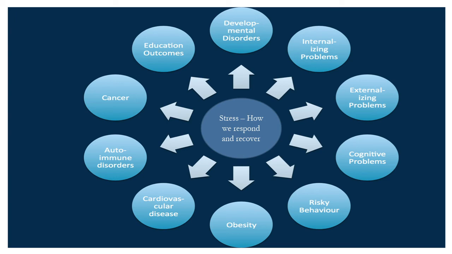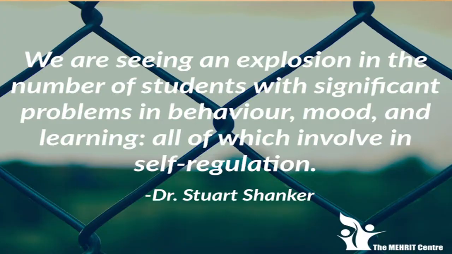On this slide, you're seeing different outcomes from stress overload. So looking at developmental disorders, internalizing problems such as depression, anxiety, panic disorder, externalizing disorders like aggression or conduct disorder, cognitive problems, risky behavior, obesity, cardiovascular disease, autoimmune disorders, cancer, and educational outcomes are all outcomes of stress overload. So self-regulation has suggested that at the root of each of these is self-reg and stress.